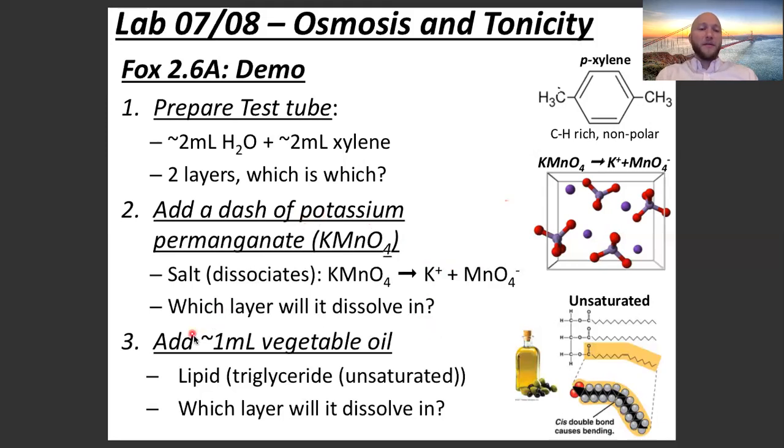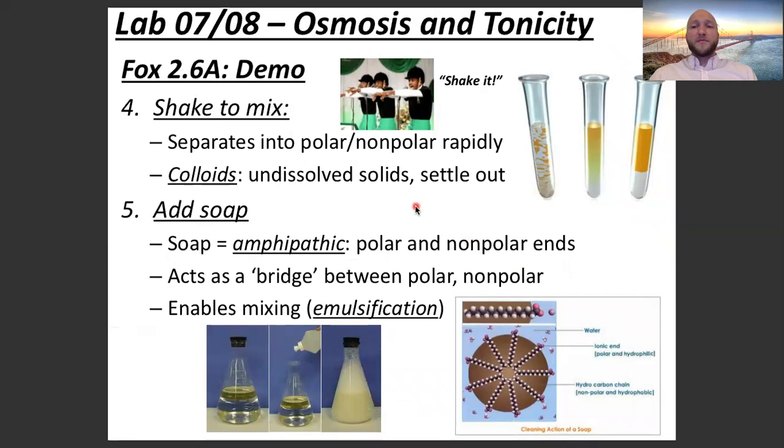Next up, we're going to add a milliliter of vegetable oil. Vegetable oil is a lipid. It's an unsaturated triglyceride. What is vegetable oil going to do? Well, does oil and water mix well? No. The oil is going to interact with the nonpolar xylene. Nonpolar things mix with nonpolar things. Vegetable oil has a yellowish color to it, so now our xylene layer has a yellowish color, and our water layer is bright purple. So we've got the nonpolar yellowish layer and the polar bright purple layer.